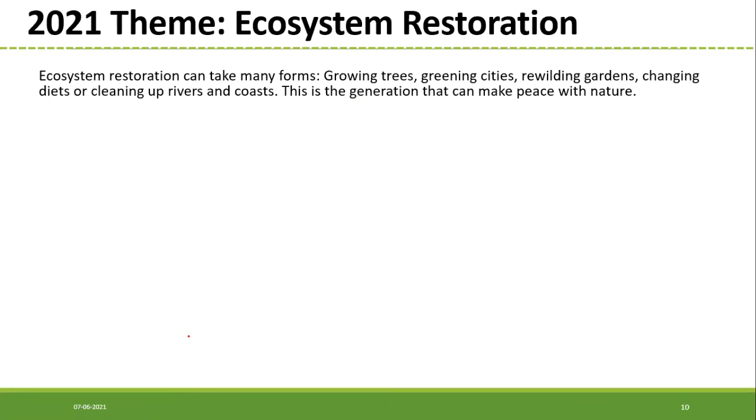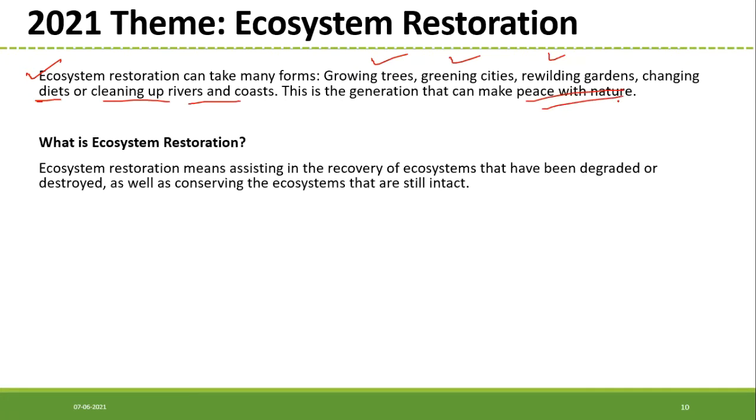And every year has a theme. Every year we focus on something and we try to spread awareness regarding that. So in 2021, this year, ecosystem restoration is the theme, which includes growing trees, greening cities, rewilding gardens, changing diets, or cleaning up rivers and coasts. Whatever it takes to restore the ecosystem is included in this year. And the ultimate aim is to make peace with nature. That is what we want, right?